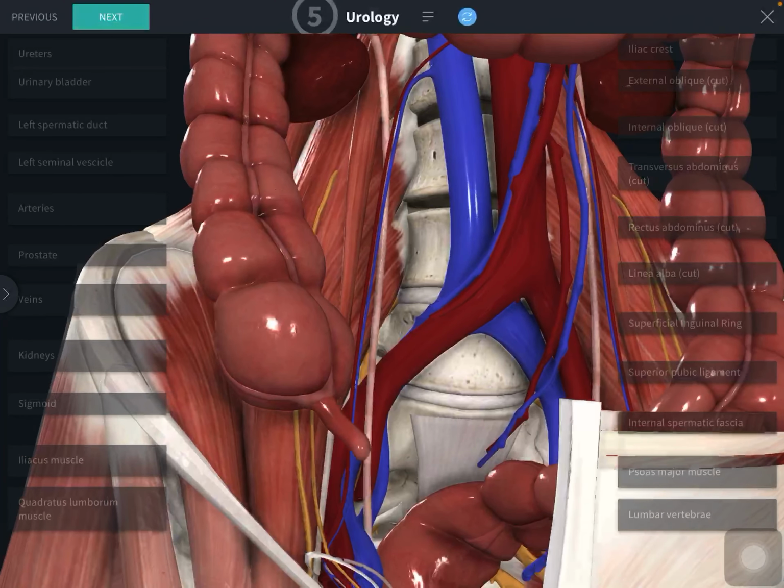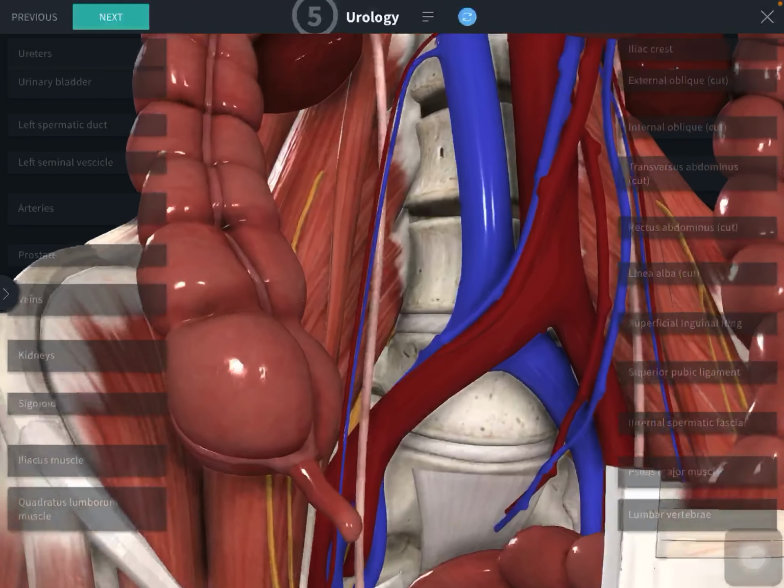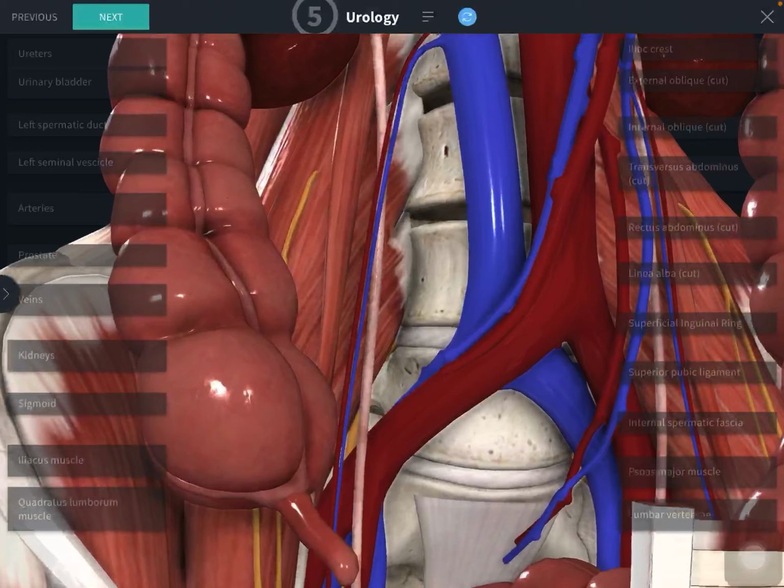Psoas major, genitofemoral nerve. It is passing in front of the tips of the transverse process, that is the origin of psoas major muscle. So that is running in front of the tips of the transverse process of all lumbar vertebra, separated by the psoas major.